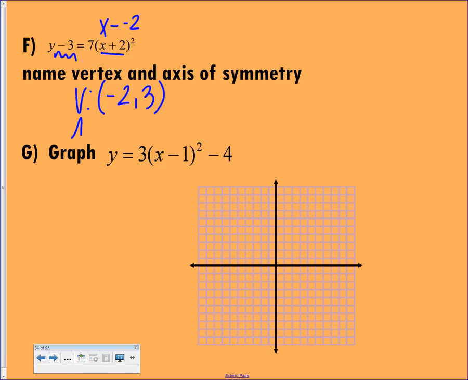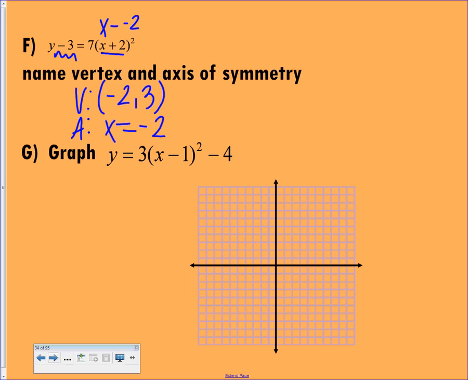You kind of always want to keep in mind that general formula we wrote down in the beginning, and that kind of helps you figure it out. Axis of symmetry we wrote down as x equals whatever this x coordinate is, so -2. So our vertex is at (-2, 3), and our axis of symmetry is x = -2. That helps us when we want to graph it, like we are in example G.